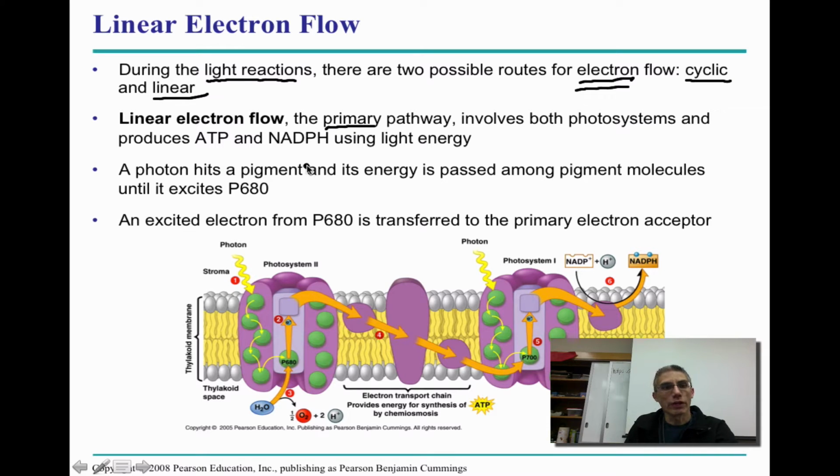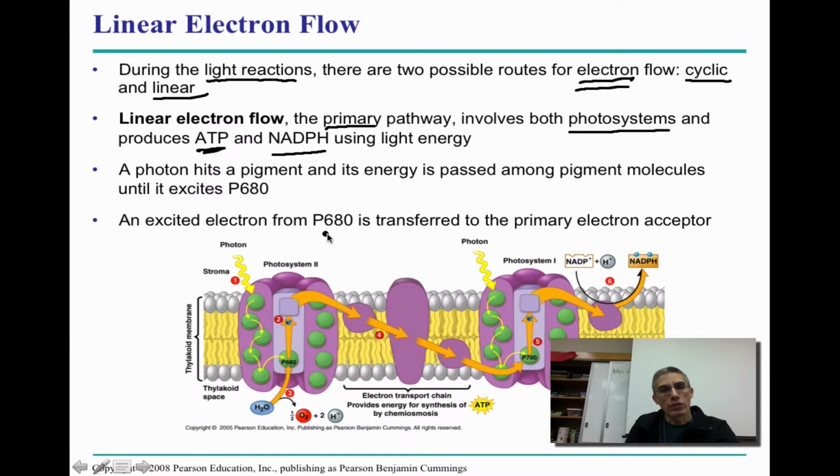So when we talk about linear electron flow, we are talking about the primary pathway. And this is going to involve, as I had said, both photosystems. So we have photosystem 2 and photosystem 1, and its main job is to produce ATP and NADPH, and we're going to do this by utilizing light energy.